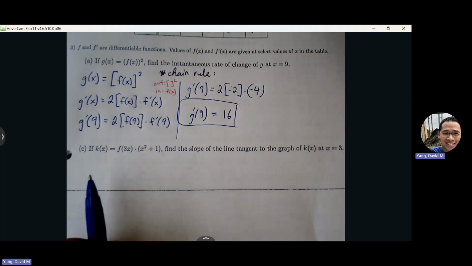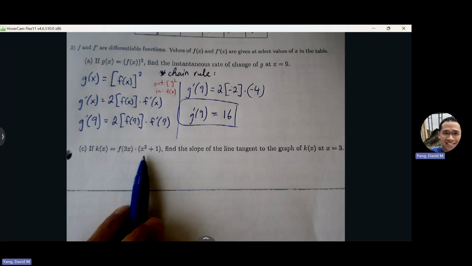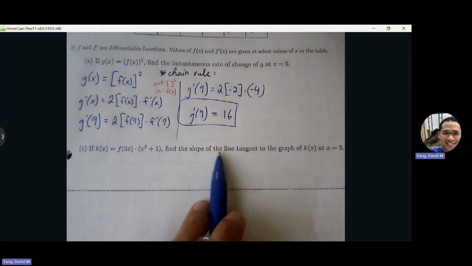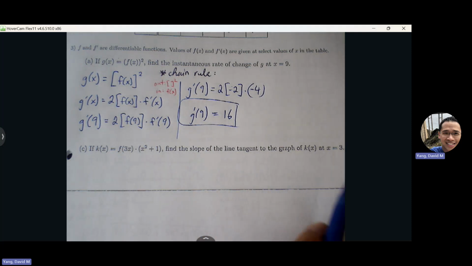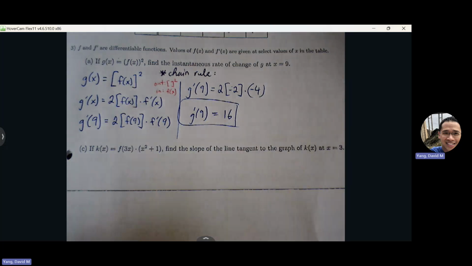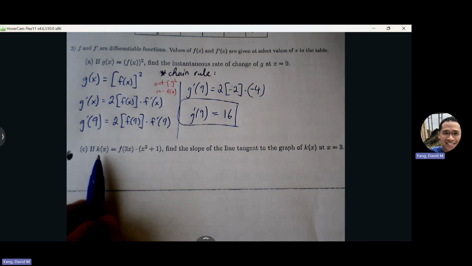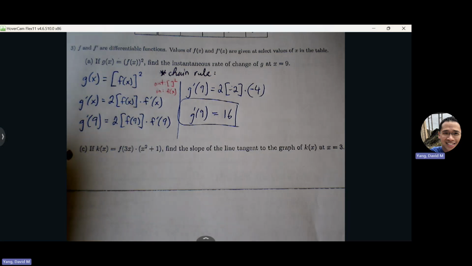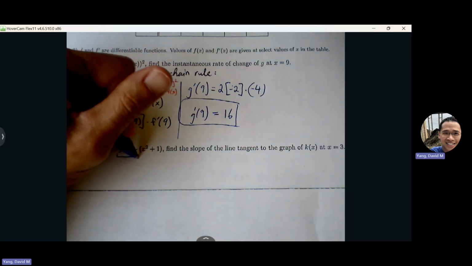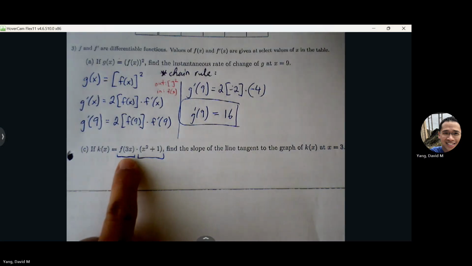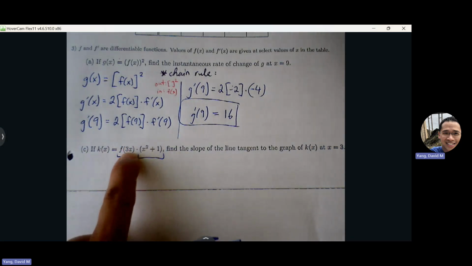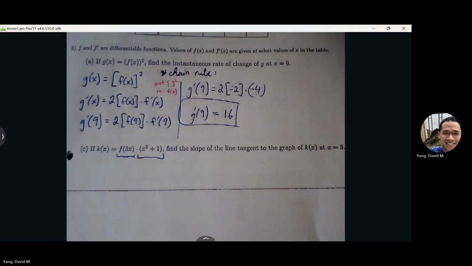Okay, next part. K is defined as f of 3 of x times x squared plus 1. Find the slope of the line tangent. So same process, or same idea. We just want to find the slope at a point. But if we want to find k prime of 3, what's involved here? Product, yeah. And there's a little bit of what here? Chain rule, yeah. So again, outside times inside derivative. So give that a try.